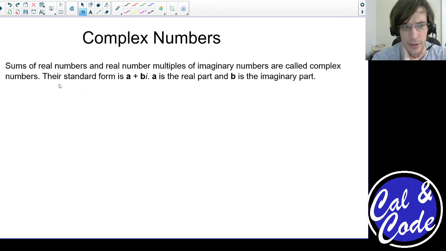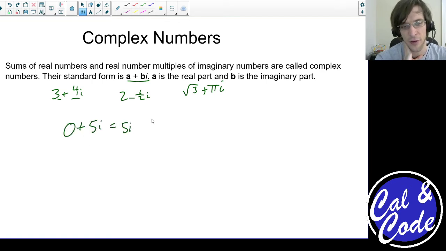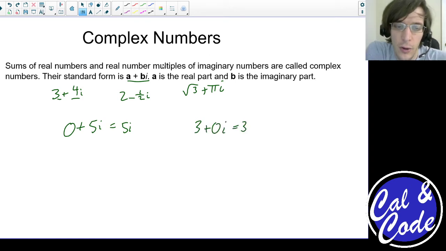Now let's talk about complex numbers. If you take real numbers, and real number multiples of imaginary numbers, what you end up with are complex numbers. Their standard form is a plus bi. a is the real part, b is the imaginary part. Some examples are 3 plus 4i, 2 minus 1/2 i, square root of 3 plus pi i. All of these are a real number and a real number multiple of an imaginary number added together. Also 0 plus 5i, or just 5i, is also complex. 3 plus 0i, or just 3, is complex.